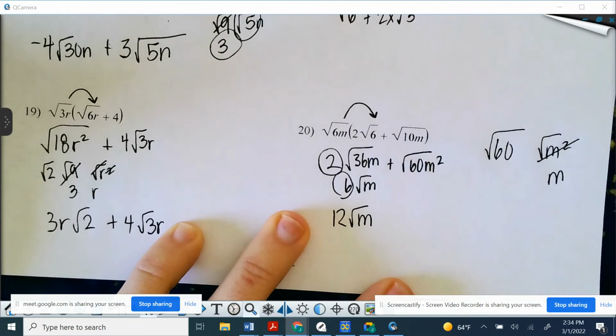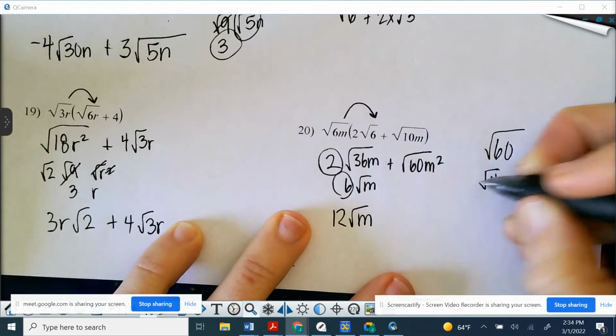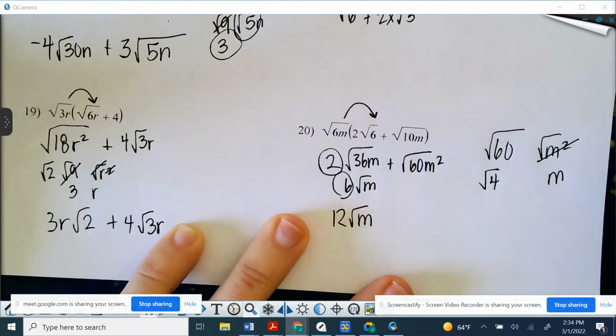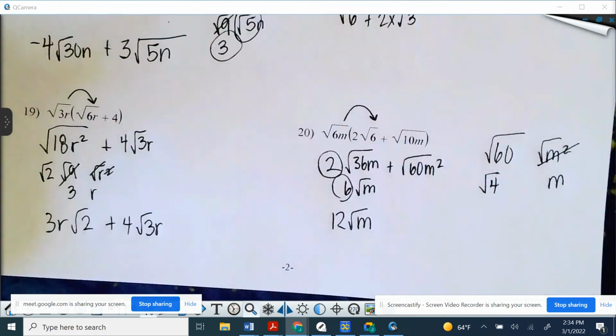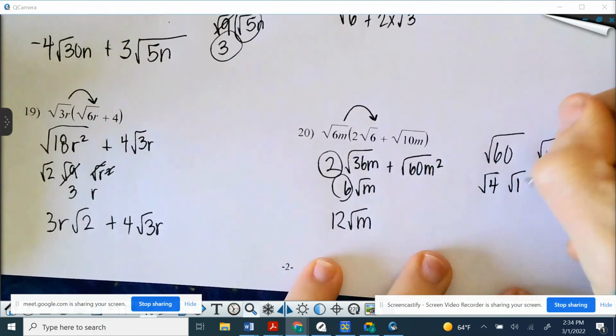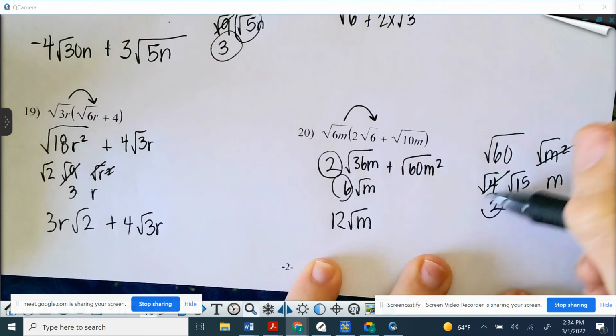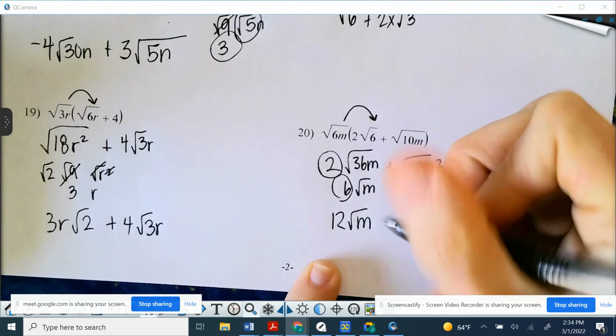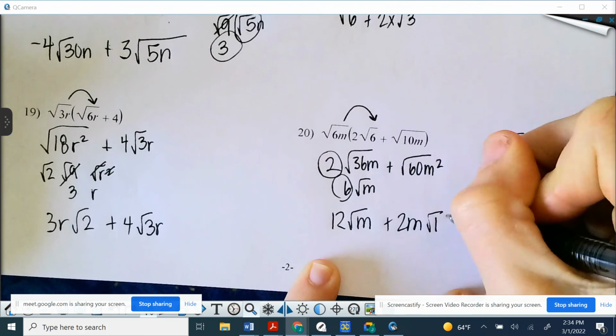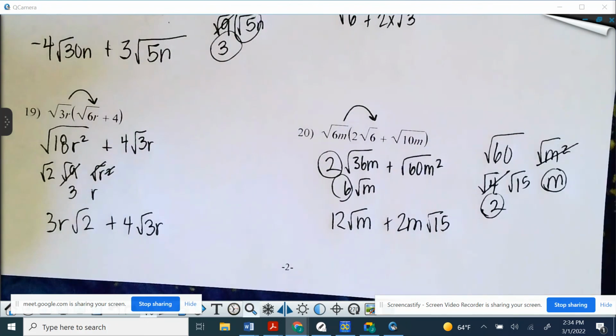60 we could do 4 times, and I just lost it. 60 divided by 4 has got to be 15, yep. Square root of 4 is 2. So we have m and 2 on the outside, and the square root of 15. So 2m square root of 15. And then you're done. And that's all of our notes for today that I had printed.